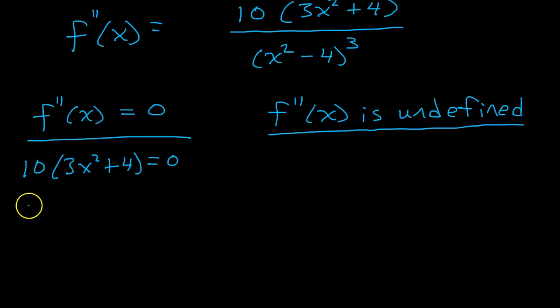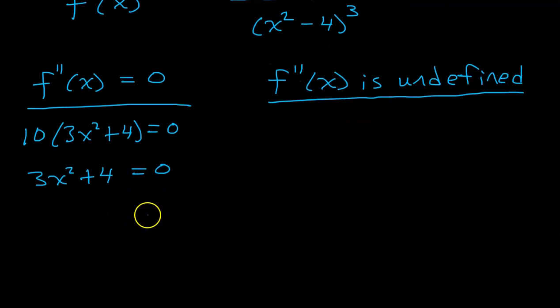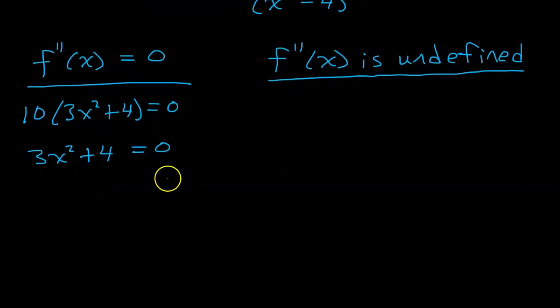Dividing both sides by 10, I quickly get 3x squared plus 4 is equal to 0. My spidey sense is tingling. Do you see what's about to happen? Let's do another step. If I subtract 4 from both sides, I have 3x squared is equal to negative 4. Doesn't this seem impossible to you? When you square something, it's always going to be positive, and you're multiplying by a positive number. There's no way you're going to get a negative number out of this.